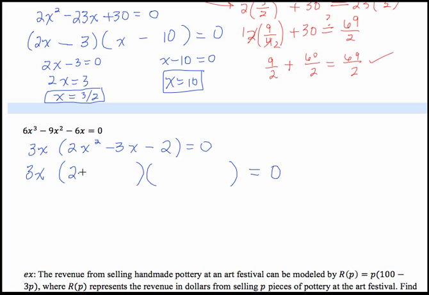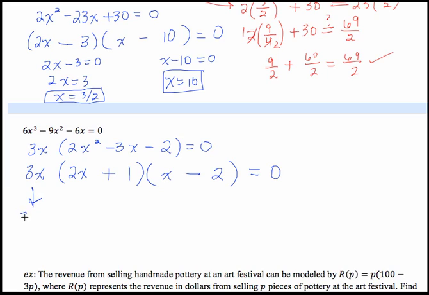The 2x squared will have to factor into 2x and x. Then I need to get a 2 here. So I'm going to have to break this 2 into 2 and 1. So I'm going to put a 2 here and a 1 here. I want the middle term to be negative 3x, so I need to put a negative here so that 2x times negative 2 is negative 4x, and a plus there, plus 1x is negative 3x. So that'll work. So now I've got 3 factors.